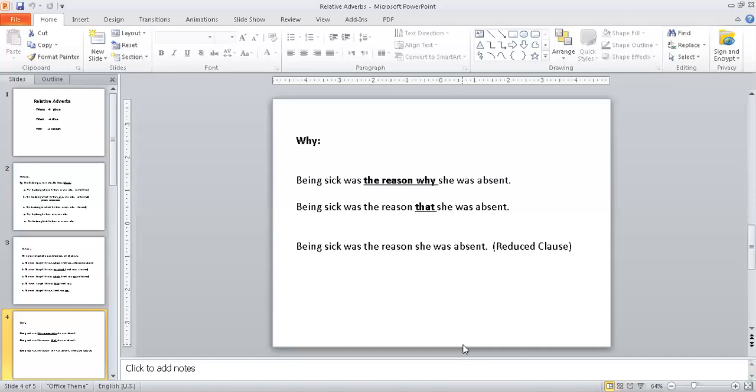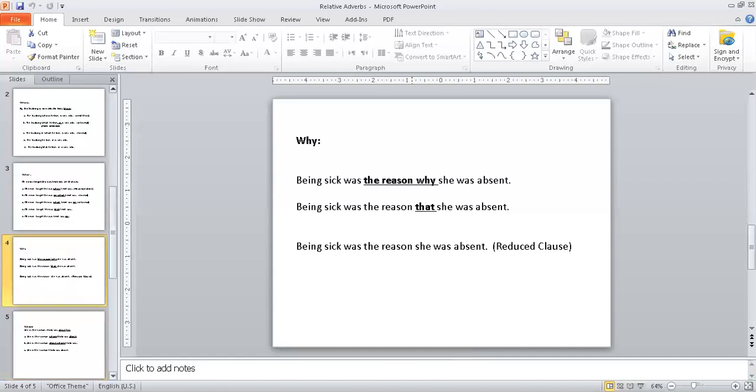She is the subject, so the reason is the object. Therefore, you can drop why here, and this is called reduced clause. Reduced clause means we don't use any relative pronoun or adverb. We dropped why and we dropped that in this sentence, and this is called reduced clause.